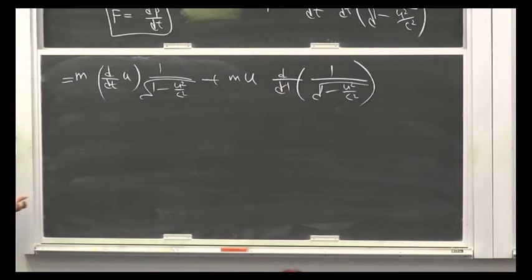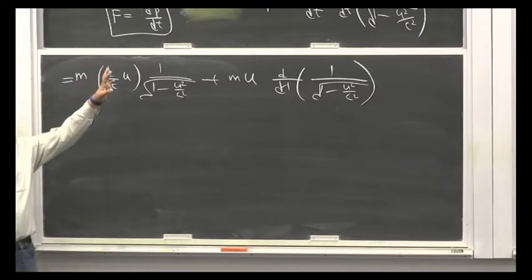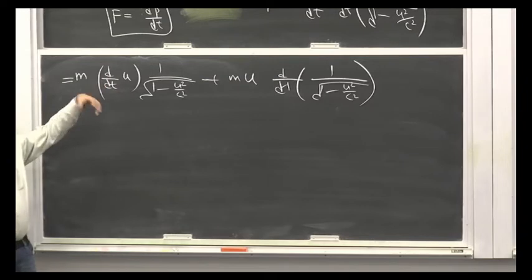M is the rest mass. We are not using any other mass. We are using only one mass, which is the rest mass. So the rest mass is the same for all observers, because this is a mass found at rest.